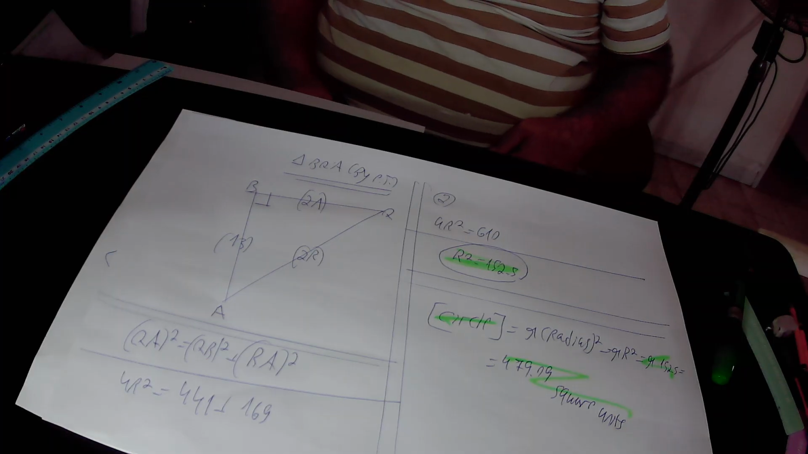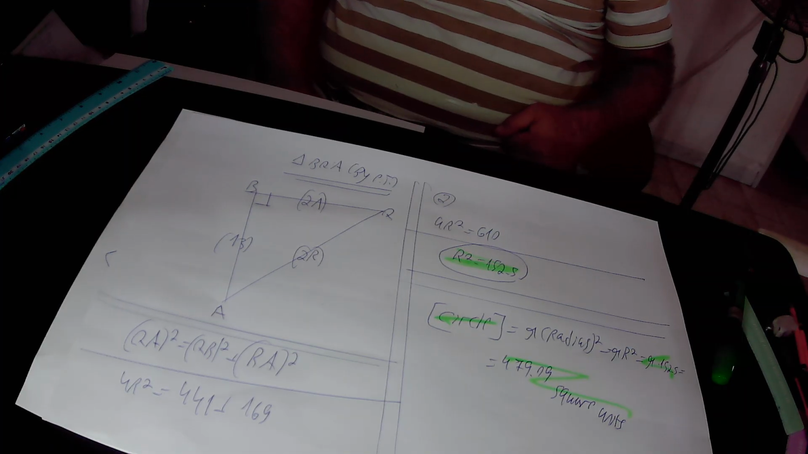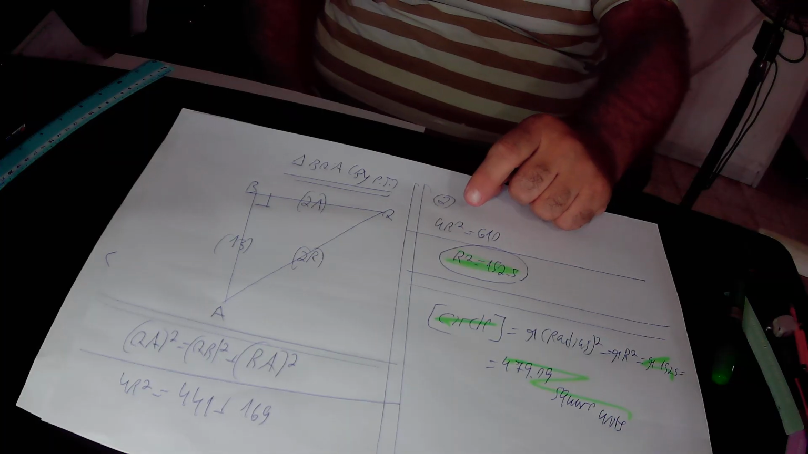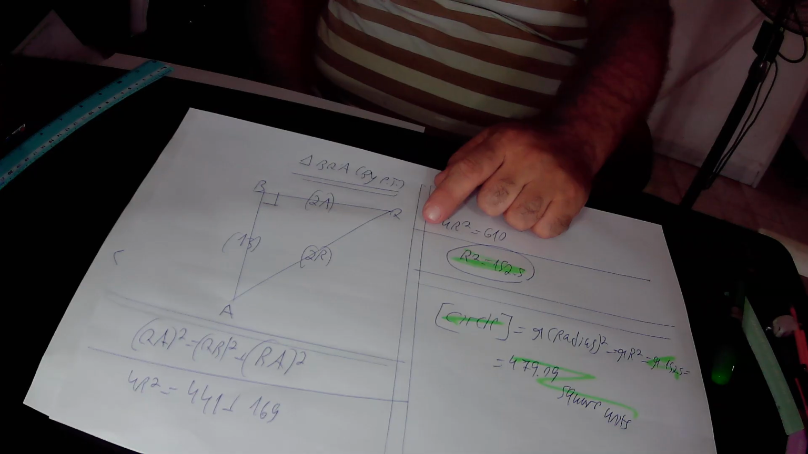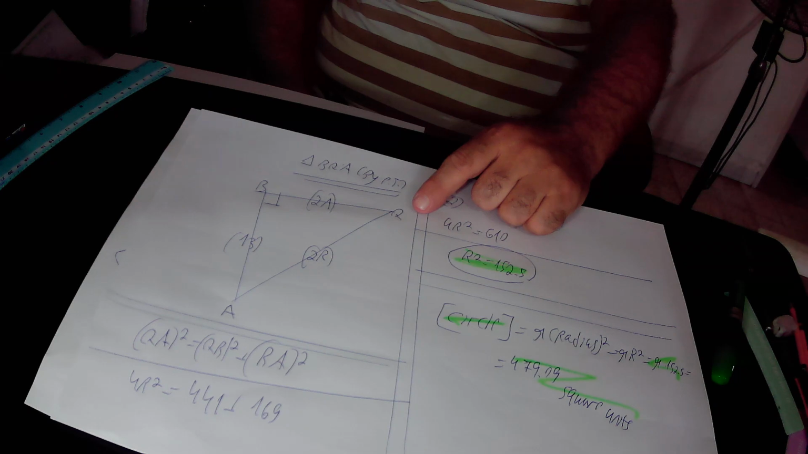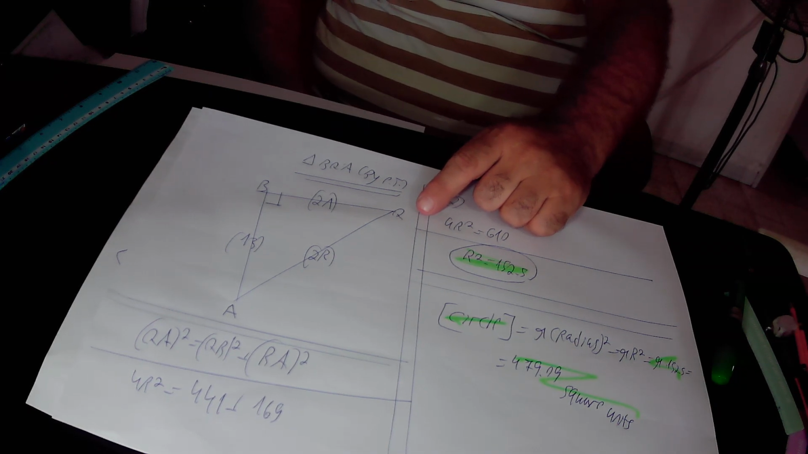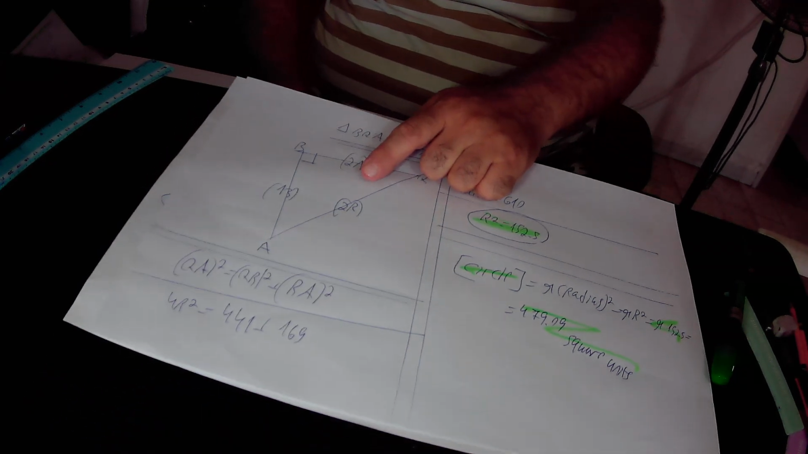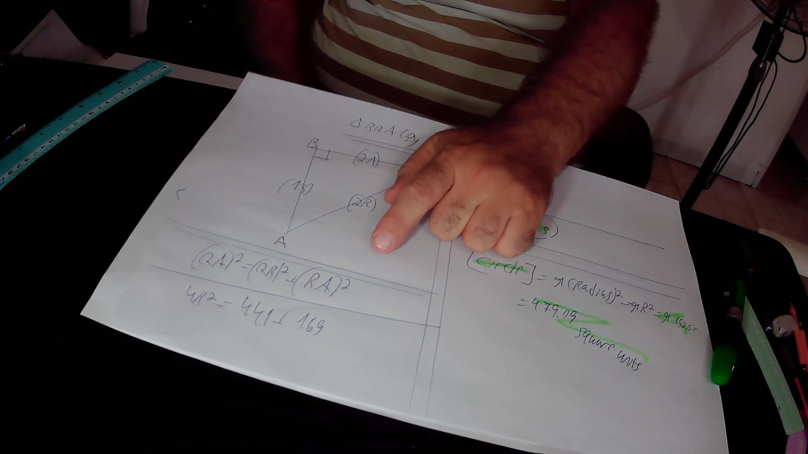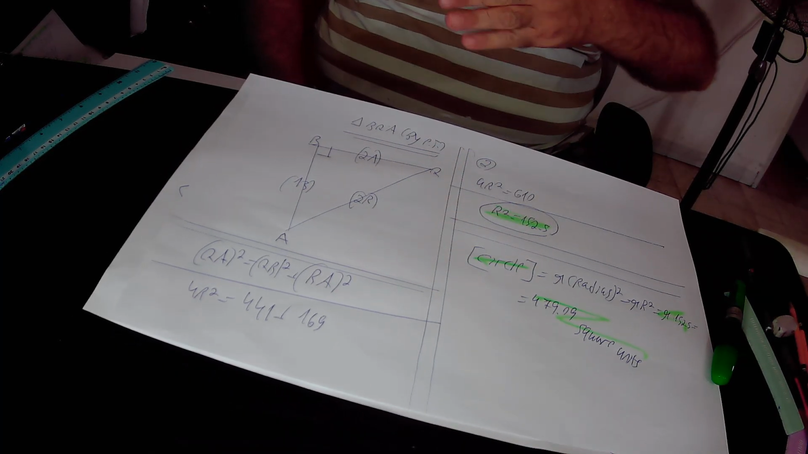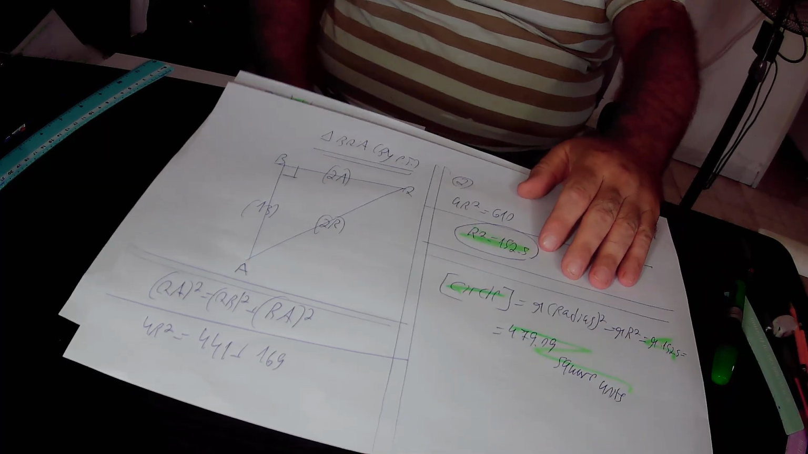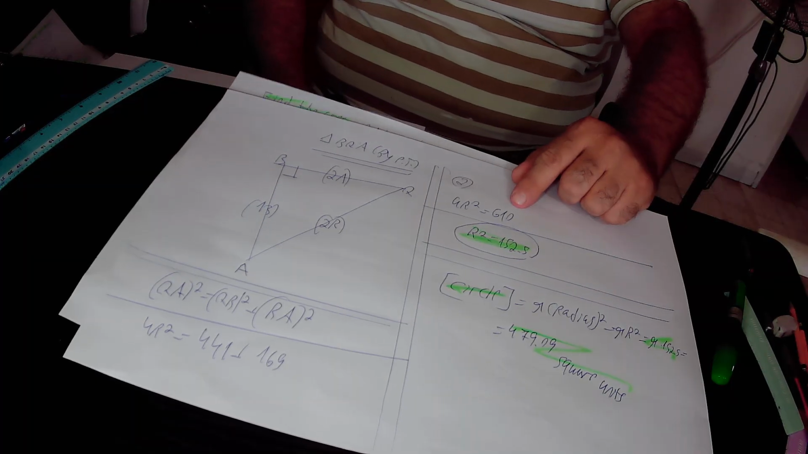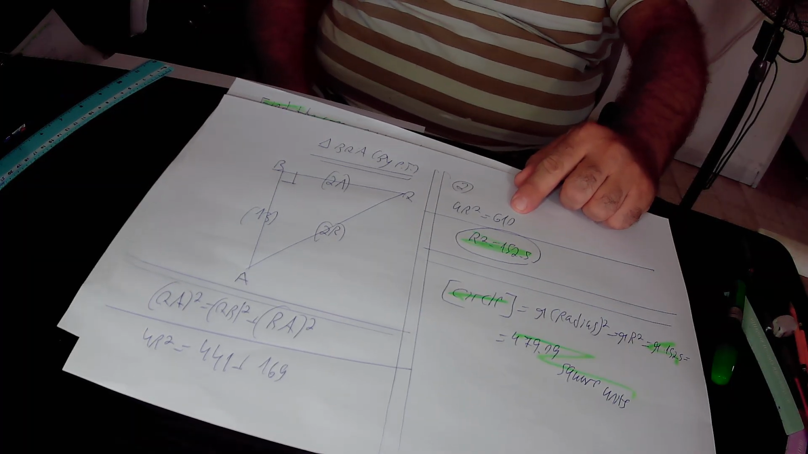In this right triangle ABQ, QA squared, the square of the hypotenuse, equals QB squared plus BA squared. QA is 2R, therefore QA squared is 4R squared, and this equals QB squared, which is 21 squared, that is 441, plus AB squared, which is 13 squared, that is 169. So 4R squared equals 441 plus 169, which is 610.